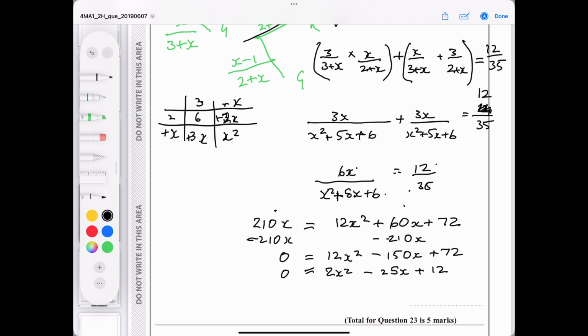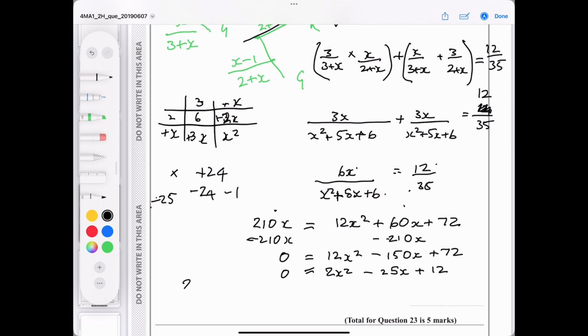And now you can do, so times that by that, you get plus 24. And it's got to add, so it's got to times to plus 24, and it's got to minus 25. So I think that's going to be minus 24 and minus 1.